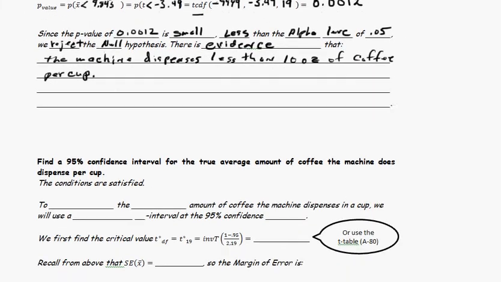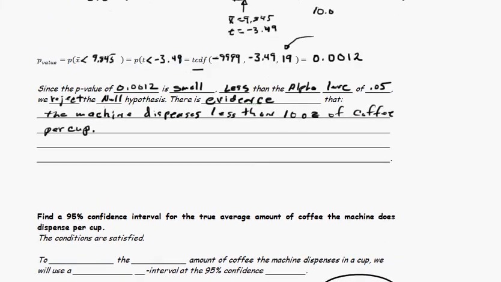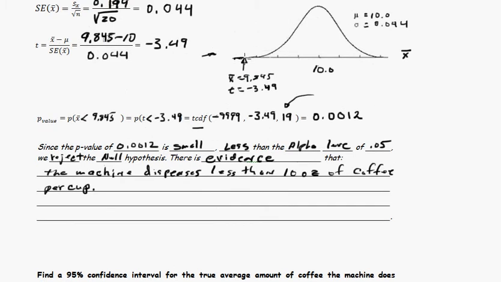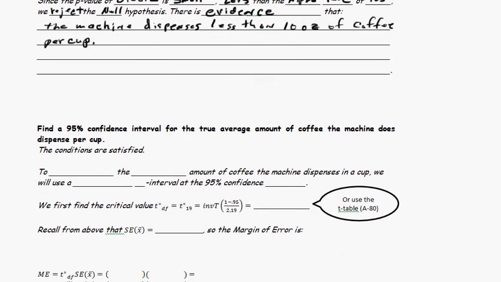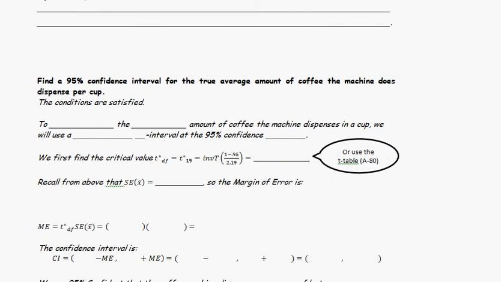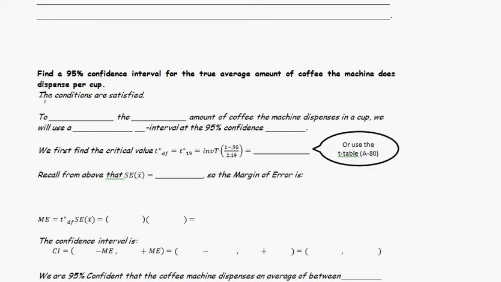So let's take a shot at this. We know it's less than 10 ounces, but that doesn't really help us. The question is, what do you think the true amount is that it does dispense? And so what we would want to do there is a confidence interval. The conditions are still satisfied, so we want to do a 95% confidence interval.